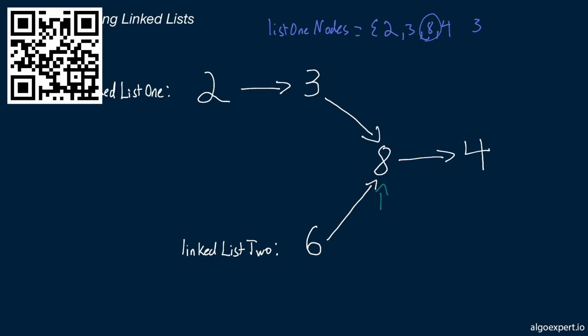And then of course, if we did manage to get to the end of list 2 without finding a shared node, we would just return null or none. So if the lists do not intersect, we just return null or none. Okay, so that's going to do it for the first solution.